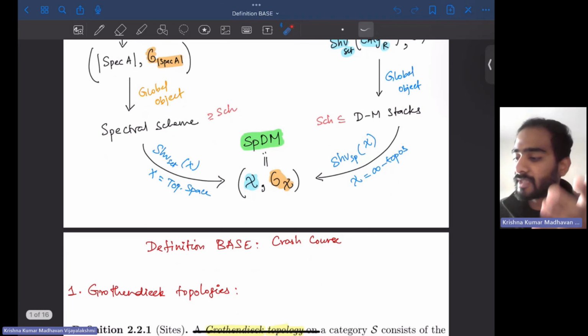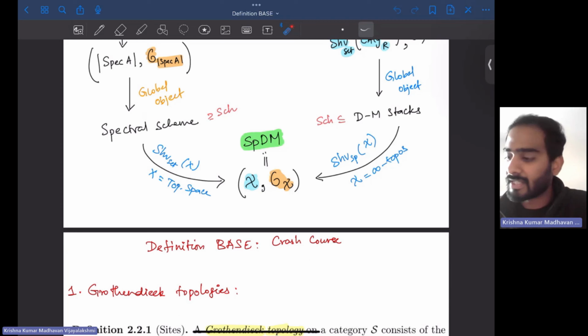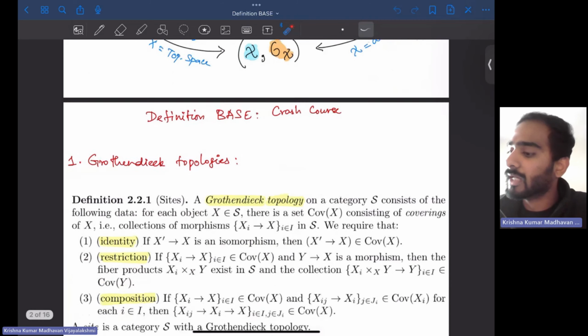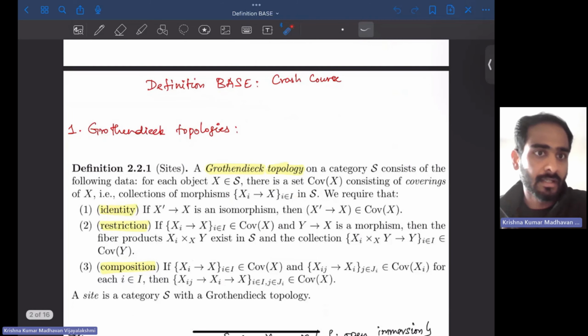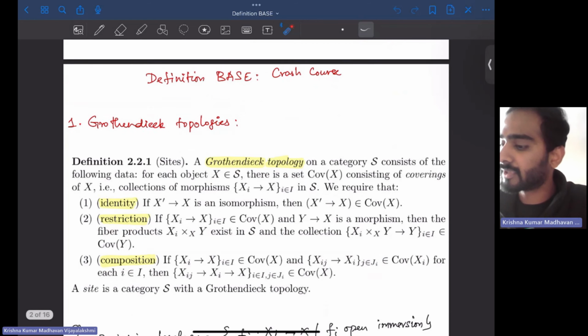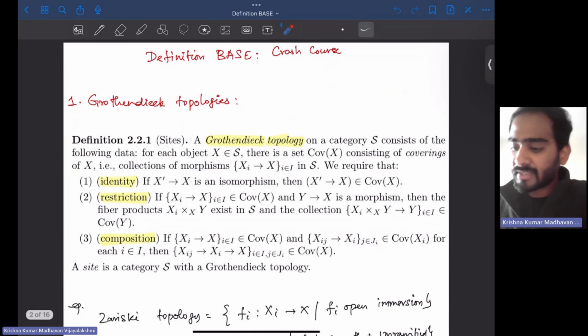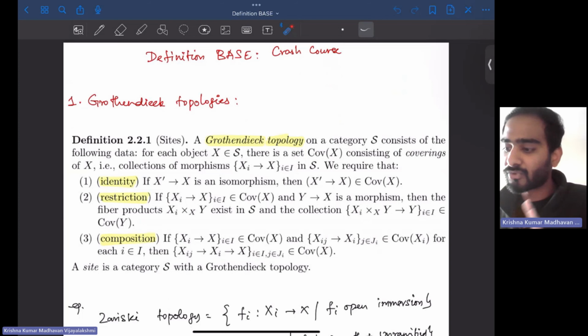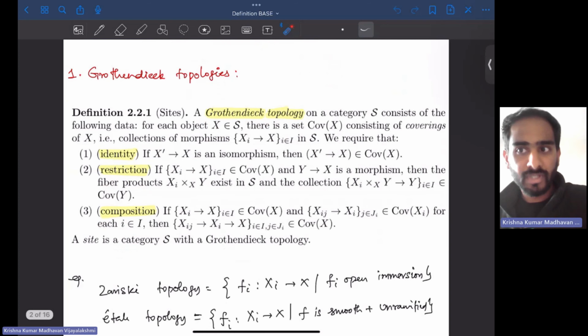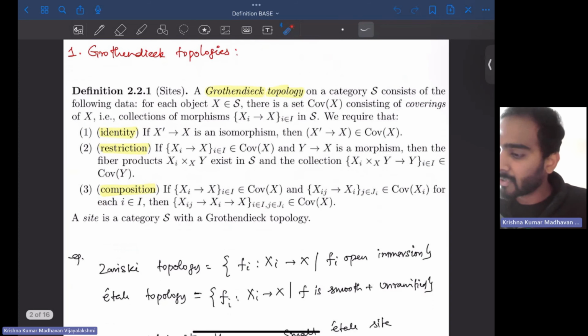So in this way, we see two very different worlds combining to give a very rich and enriched object that allows us to answer Tannaka duality, which is the main topic of our seminar. So I would like to call this series of definitions a base course. It's going to be a crash course. I'm not going to dwell on each and every detail because it's something that we would have already seen. It's just a fresh recap, right?